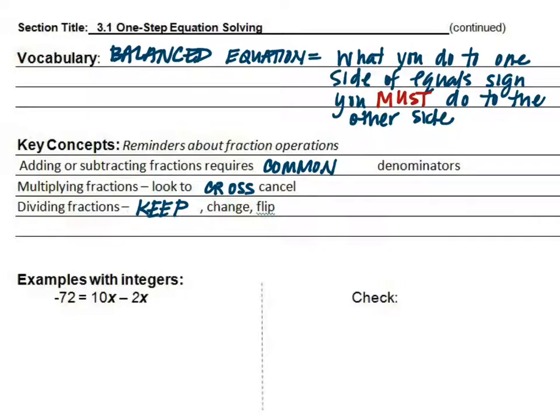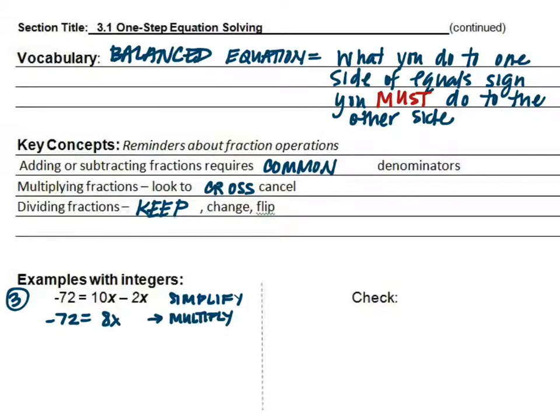All right. So from here, we're going to go to our third example, and this one we are going to have to simplify before we move on. It says negative 72 is equal to 10x minus 2x. So here what we can do when we are simplifying is we can combine like terms with the 10x minus 2x and get 8x. So our answer, once we simplified, will be negative 72 equals 8x.